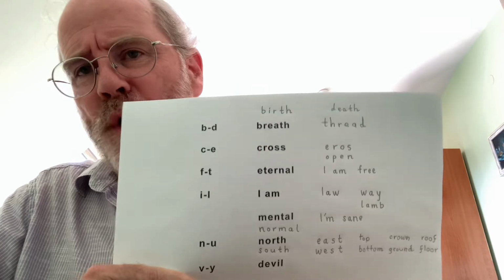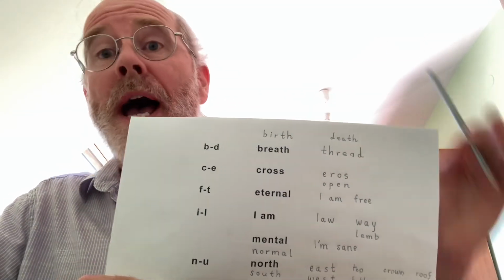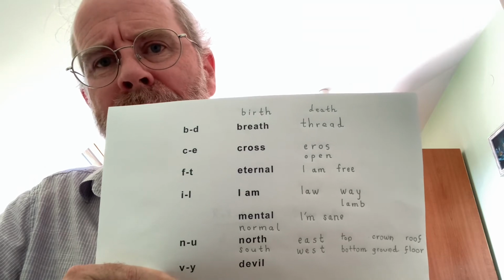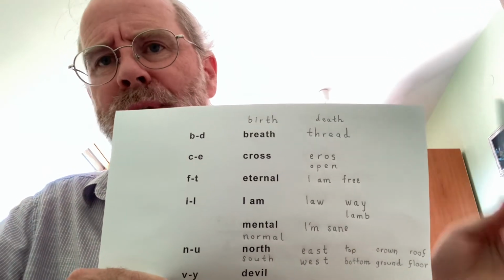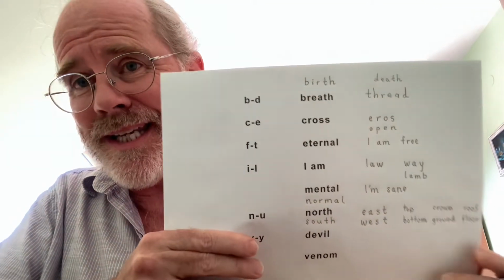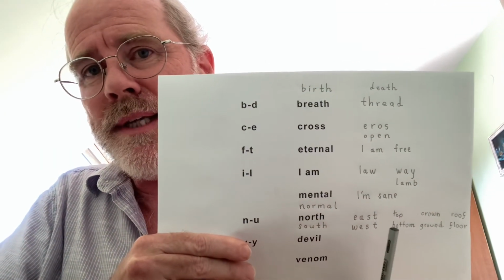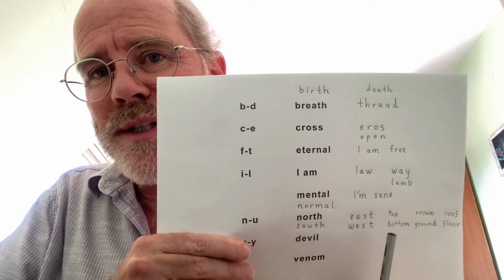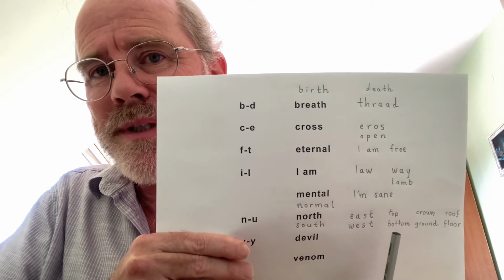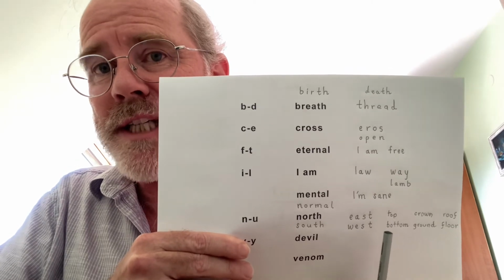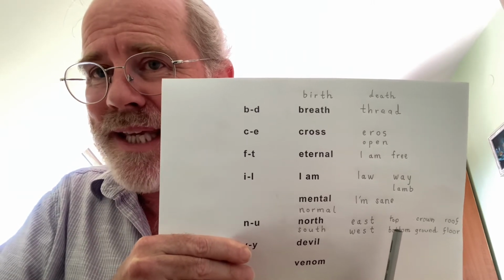Top and bottom. Crown, the crown of a tree, and ground. Roof of a house and floor. These are all clearly connected. Top, bottom. The first three letters of bottom, B-O-T in reverse, give top. Remember the phonetic pair? B-P.